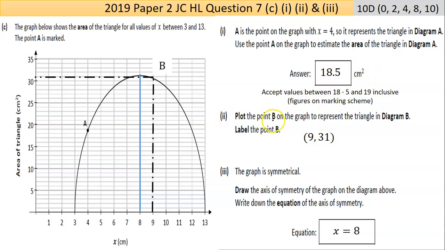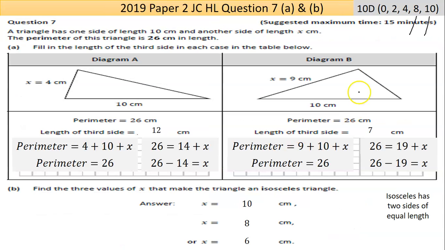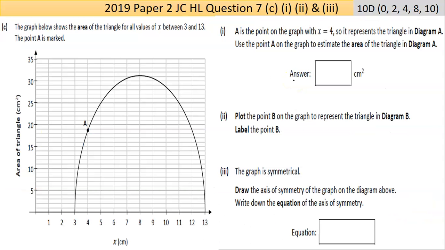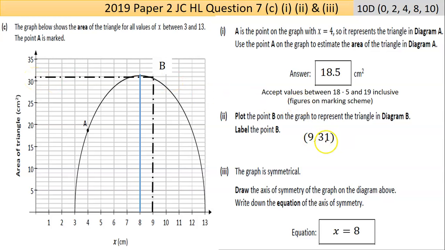Now part 2 says plot the point B on the graph to represent the triangle in diagram B. Label the point B. If you look back at diagram B, the x value equals 9. And that's what this graph is representing. As the x value changes, how does the area of the triangle change? So you want to find where x is equal to 9. It's there. Bring that line across, and I'm going to guesstimate roughly 30 and a half. If you went 31, you should be okay. So 9 on the x, 31 on the y, and that's the point B labeled. I've labeled it there. They do say label, so be careful you always do what they say or ask.